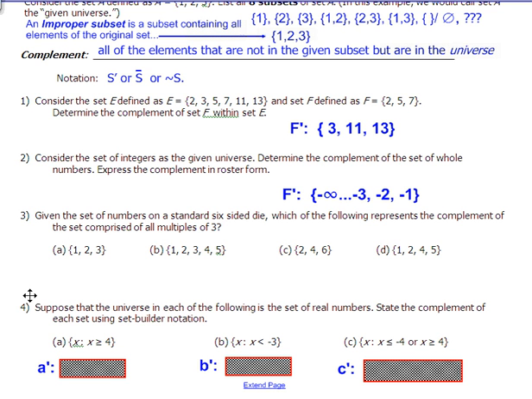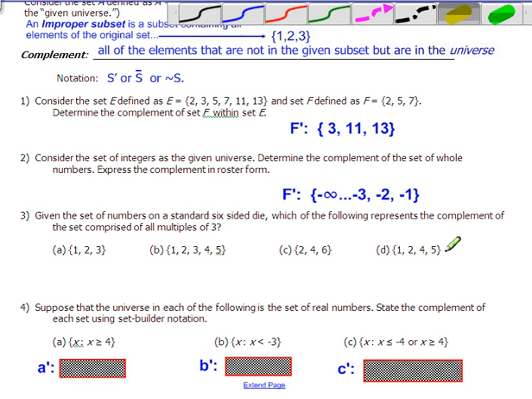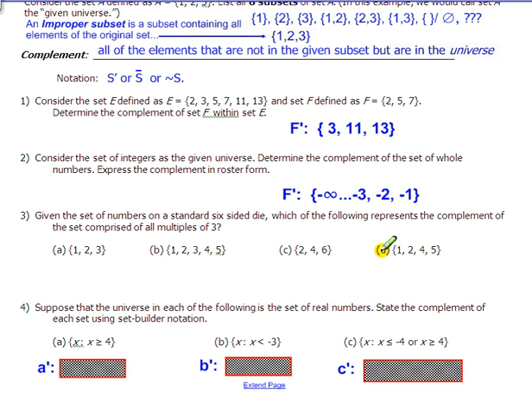Example 3. Given the set of numbers on a 6-sided die, which of the following represents the complement of the set comprised of all multiples of 3? So you can be thinking about this. If we look at our examples, we wouldn't be able to have any multiple of 3 in there. So therefore, we would have to say the answer is, oh yeah, it's D. That's right.